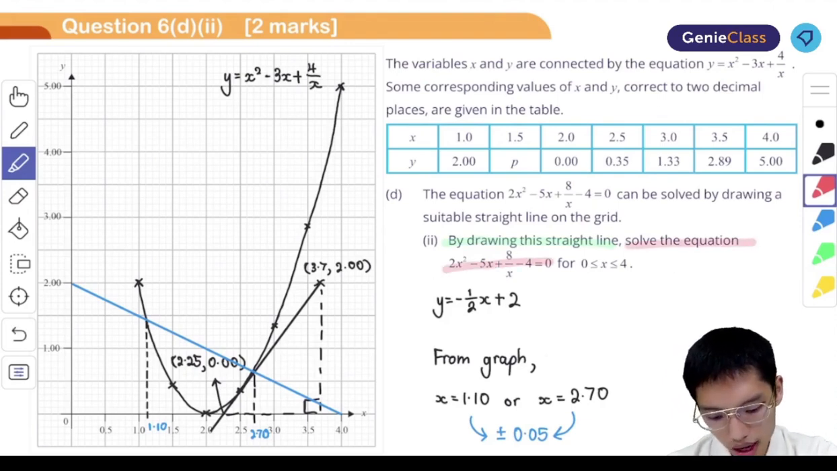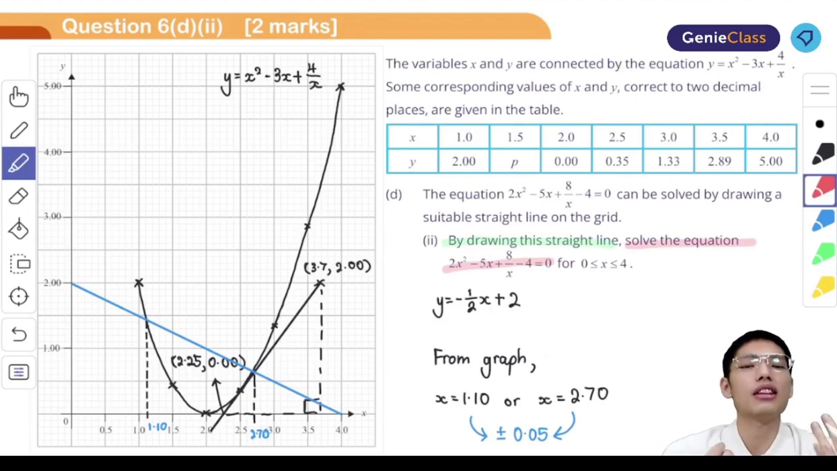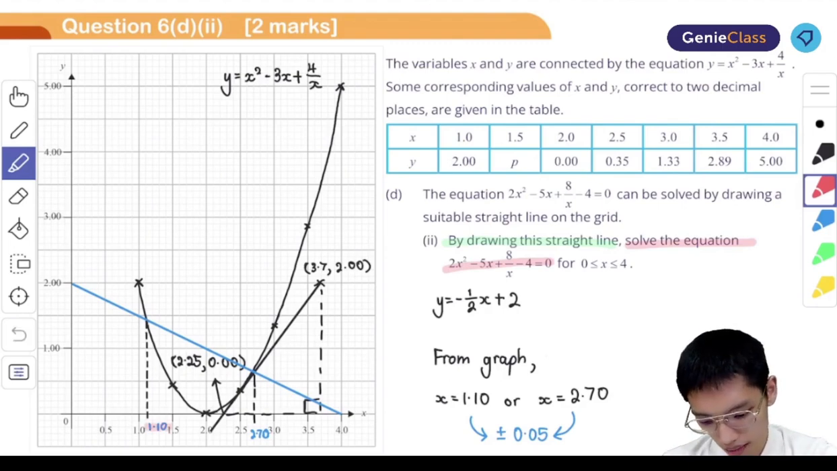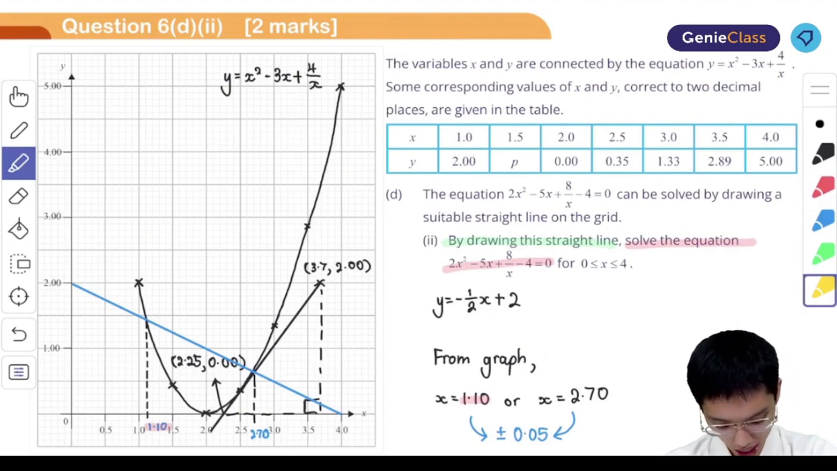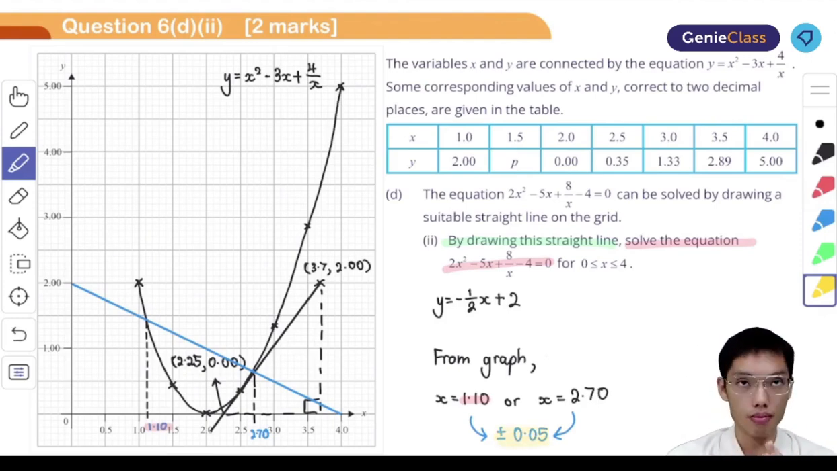Okay, when you draw this straight line, some of you may have a slightly different answer, but it shouldn't deviate too much. In this case, when I do it, this answer over here is 1.10, but when I tried it on the previous attempt, I got 1.15. So plus minus 0.5 is okay. The actual answer is 1.15, but it shouldn't deviate too much.